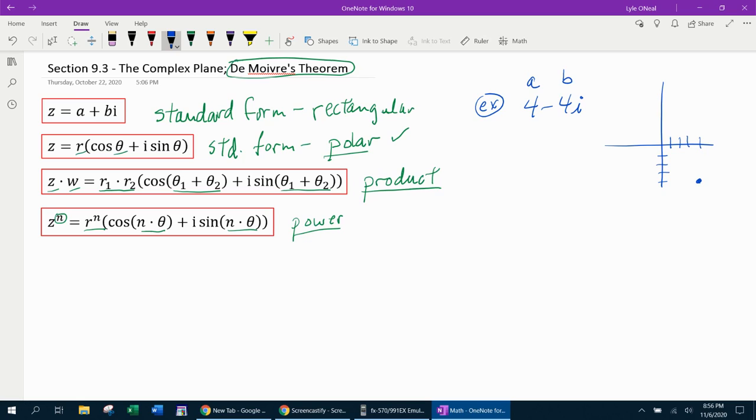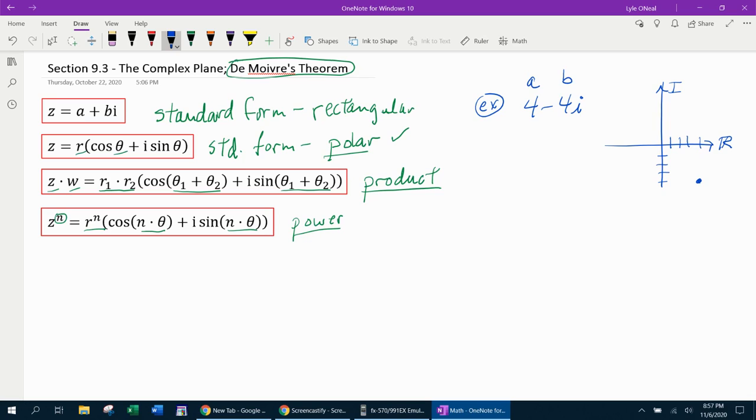Now, notice this is not x-axis and y-axis anymore. This is the real axis and the imaginary axis. Since the number's complex, that's what we call the complex plane. You've got the real axis and the imaginary axis instead of x and y axis.